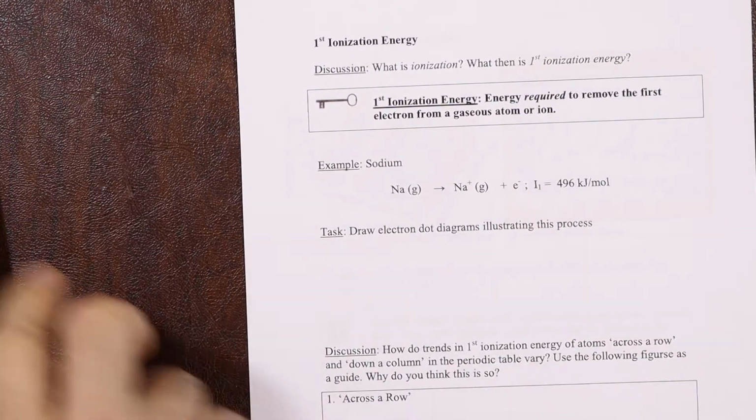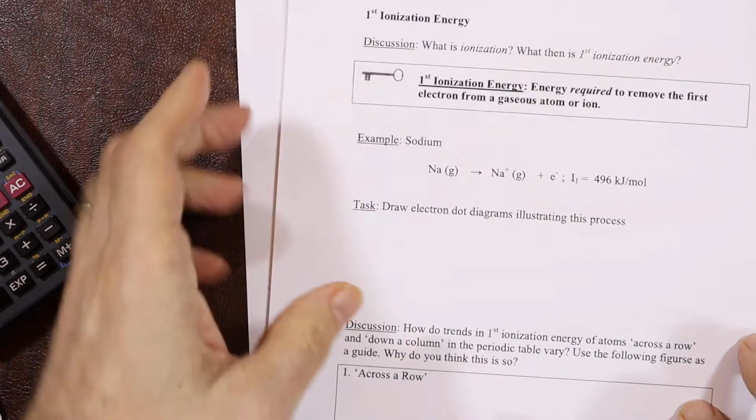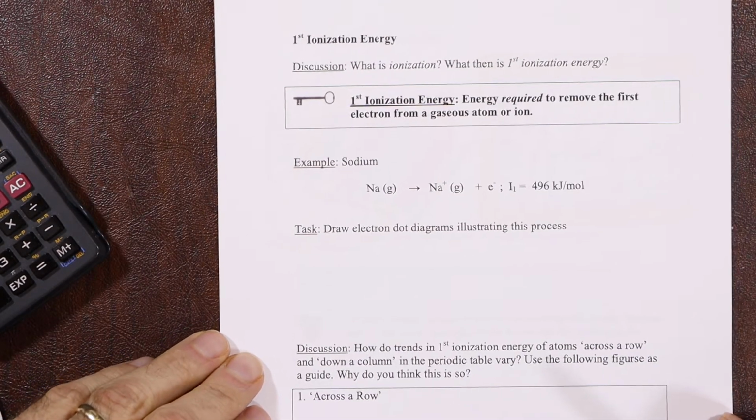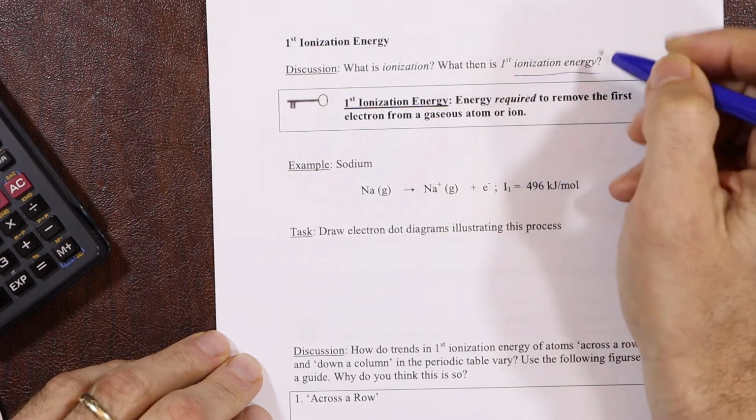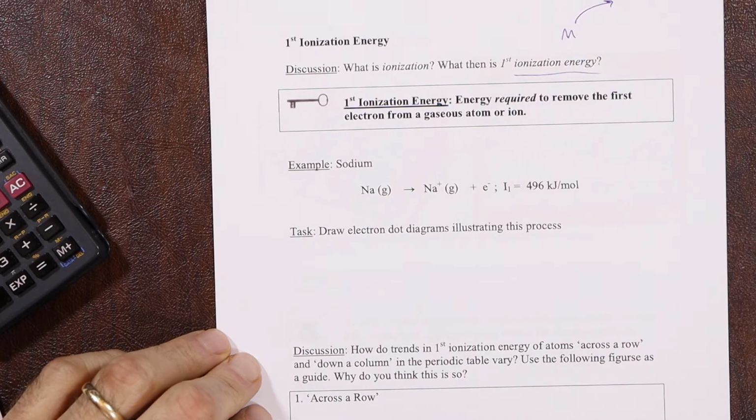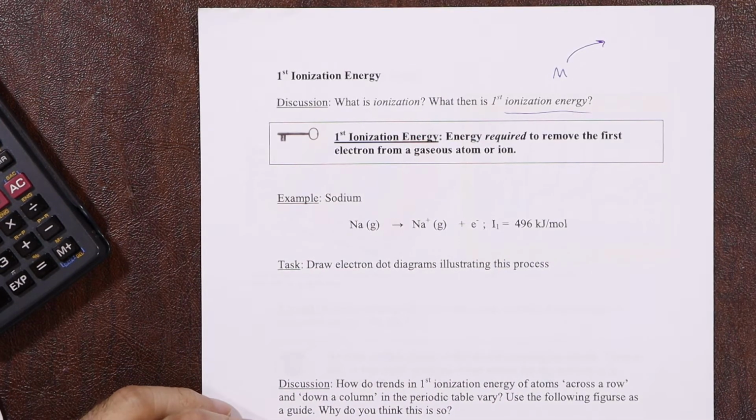The second and final trend we'll look at is first ionization energy. Now, kind of an easy concept actually. If we think about ionization energy first, what is ionization? Well, you get a metal and you kind of pluck off an electron. You pull an electron away from an atom. It can be a metal, it can be a non-metal, it doesn't matter what it is. You can pluck electrons off any atom.